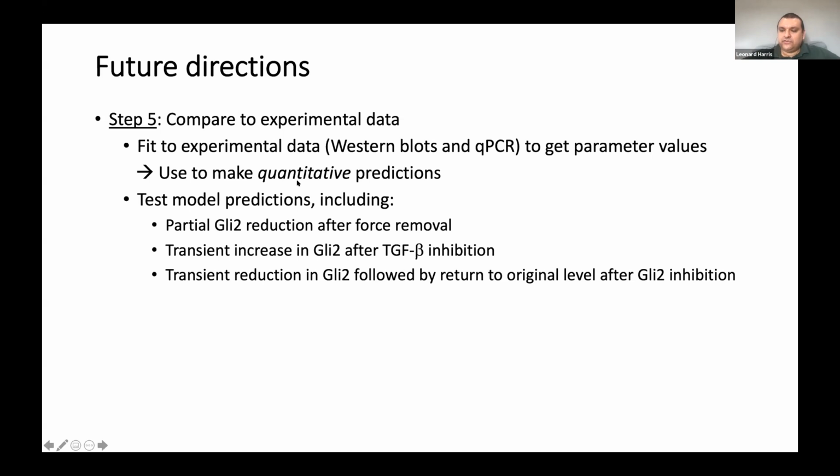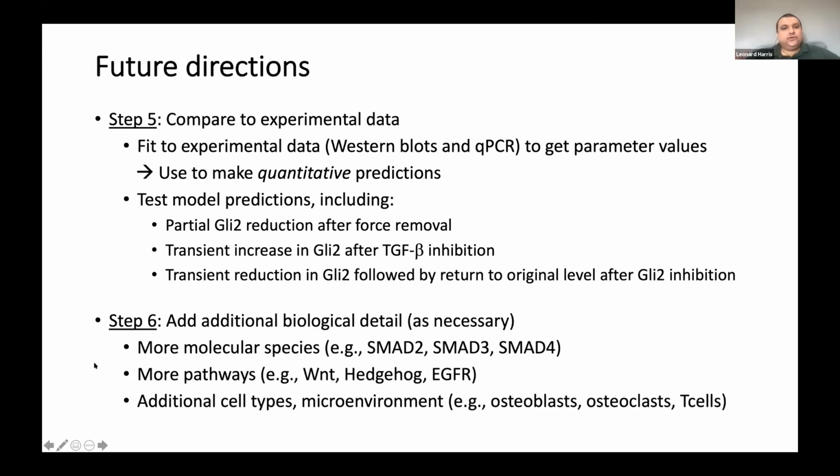And I have a collaborator here at the University of Arkansas who works with liquid crystals, and he can tune stresses on the surfaces of cells by changing the structures of these liquid crystals, and we can see if the expression levels of GLI2 and other proteins change in the way that the model predicts. So that's where we're moving. Like I said, we want to test predictions, for example, this partial GLI2 reduction after force removal. There are a number of other non-trivial predictions we've made in response to TGF-beta inhibition and GLI2 inhibition. And then step 6 is to rinse and repeat.